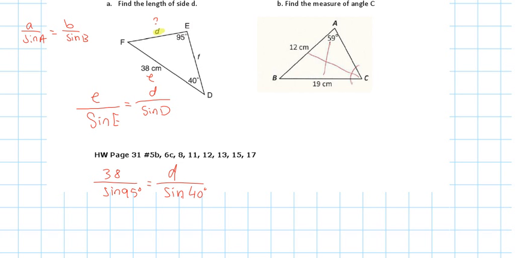And this is how it's supposed to be. Okay? If I want to isolate for D, I want to find what side D is. What do I do? Multiply. Multiply what by what? Sine 40 by 38. That's 38 right by 40. So we do what we call half cross multiply. So I'm only multiplying one side. So I'm going to bring this over. It's going to be 38 times sine 40 divided by sine 95. Okay?